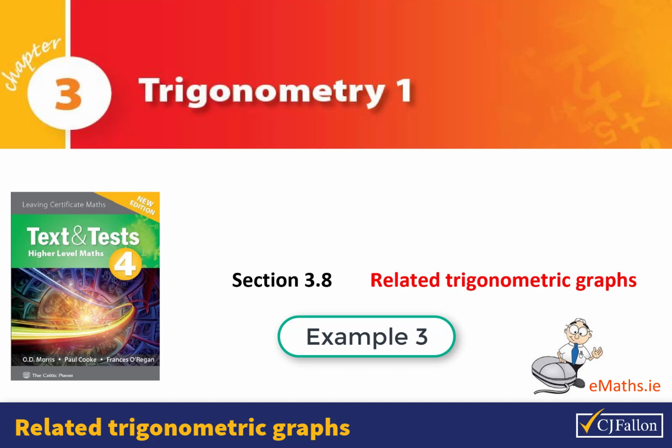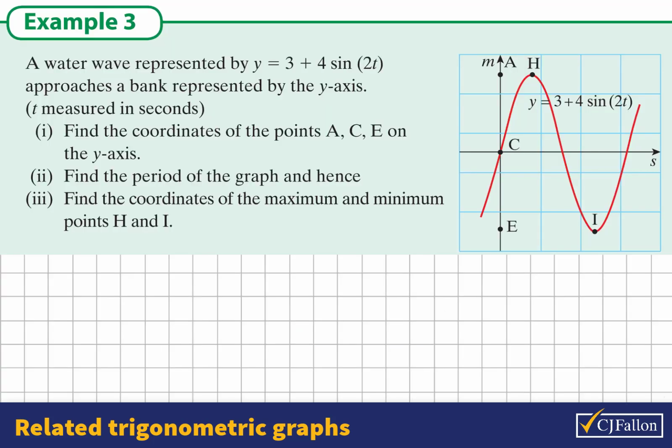Related trigonometric graphs, example 3. A water wave is represented by y is equal to 3 plus 4 sine 2t, as shown in the diagram. We know that t is measured in seconds, and the height of the wave is measured in meters. We're trying to find the coordinates of the points.